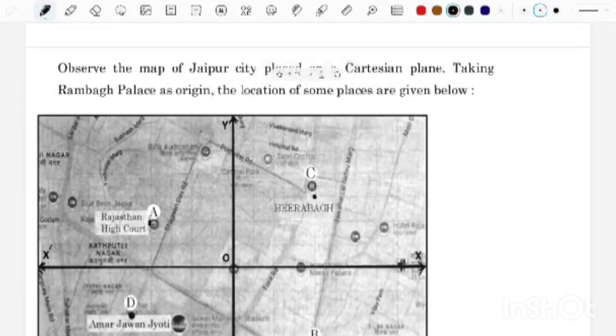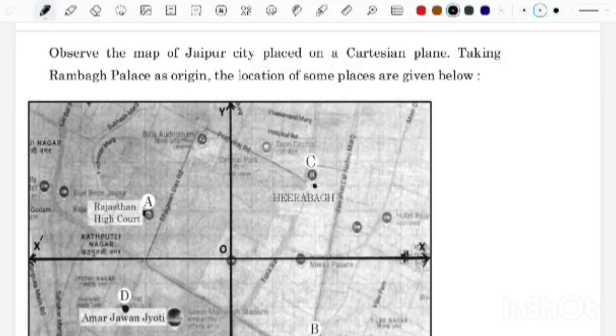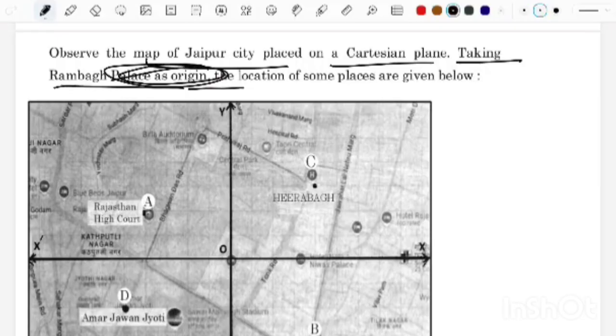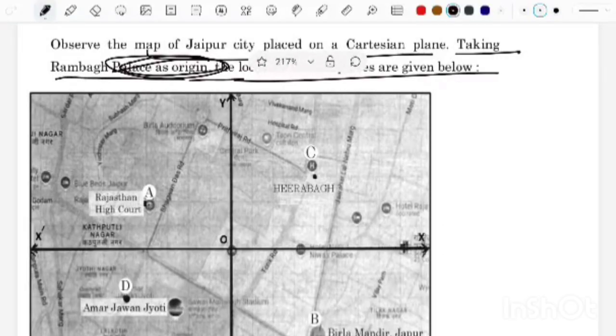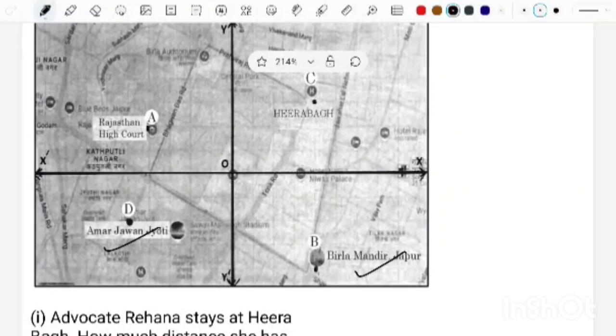So let's explore the Jaipur city. On the map, observe the map of Jaipur city placed on the Cartesian plane, taking Rambagh Palace as origin. Rambagh Palace we will take as what? Origin. Location of some places are given below: Rajasthan High Court, Hawa Mahal, Amar Jawan Jyoti, Birla Mandir Jaipur. Okay, let's do it.